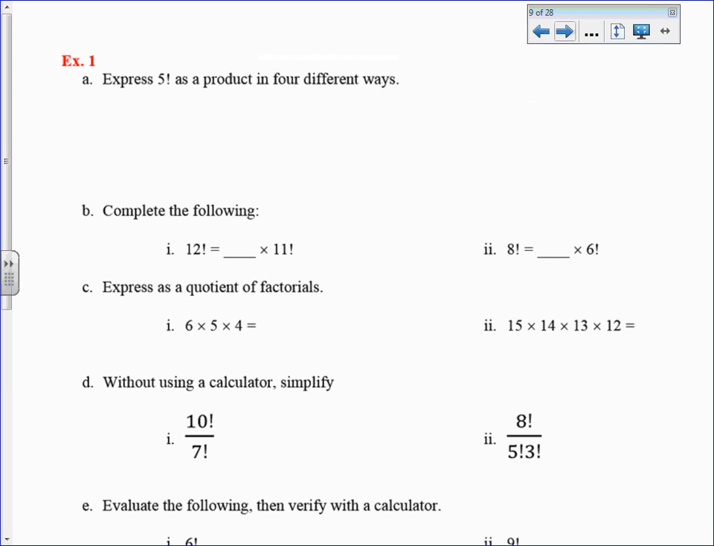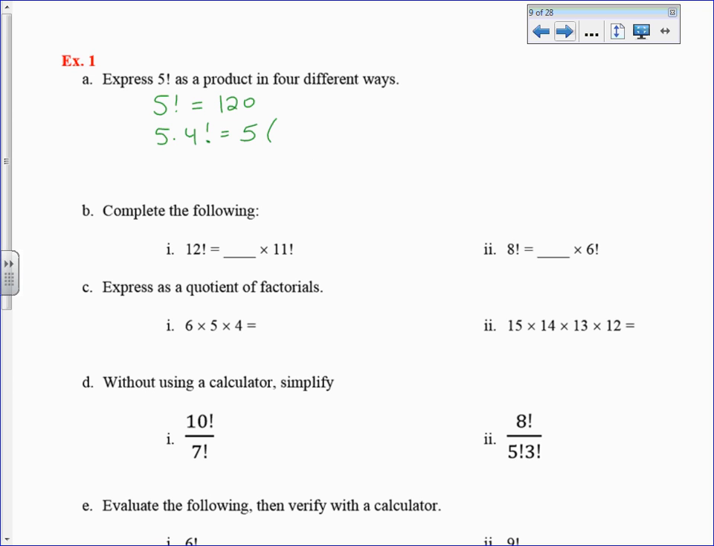We've got 5 factorial. We can write 5 factorial in 4 different, unique ways. Really it could be 5, but that 1 factorial one is pointless. So 5 factorial, we can just write it as 5 factorial, which equals 120, or 5 times 4 factorial, which is 5 times 24.